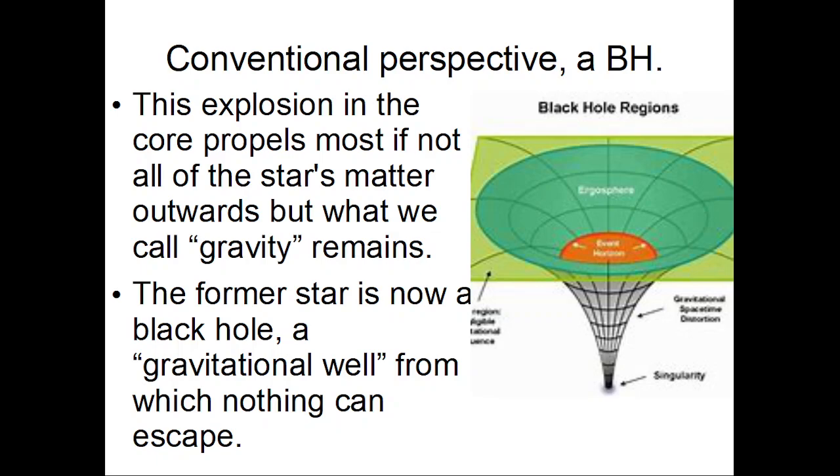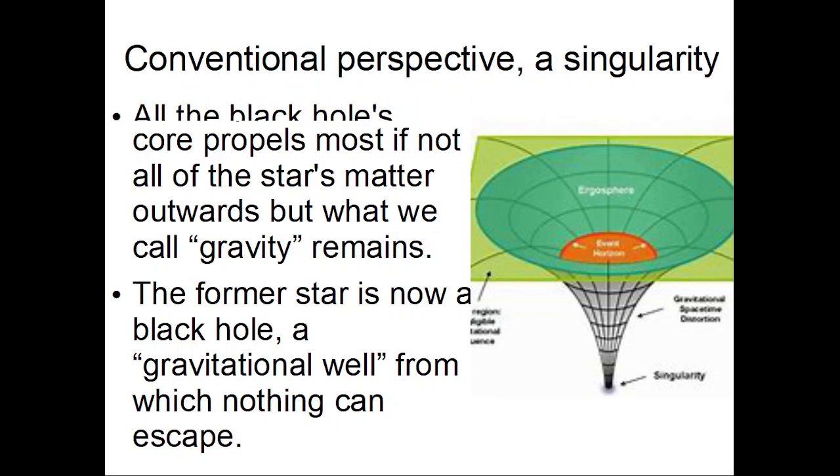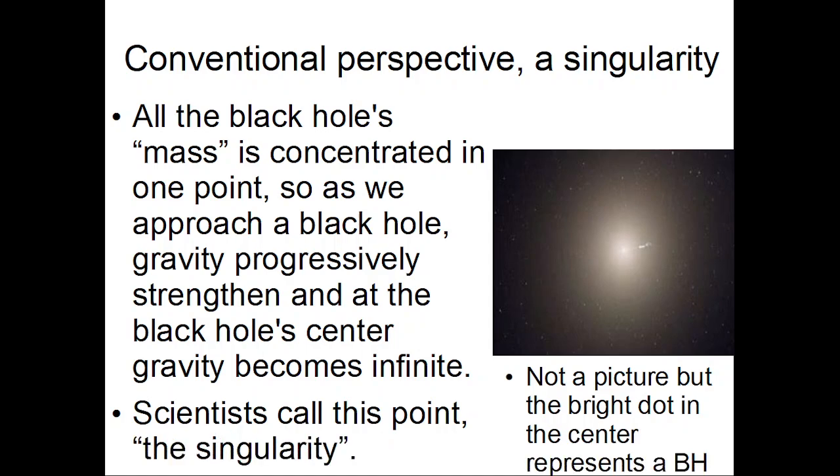The remaining mass gets compressed into what's called the singularity, and the gravity from the singularity remains. What was a star is now a black hole, a gravitational well, and from the surface or the edge of this black hole, nothing, not even light, can possibly escape. In this scenario, all the remaining mass from the supernova is concentrated into the singularity. So as we approach this point from outside, the acceleration of gravity exponentially increases, and at the black hole center, gravity becomes infinite.